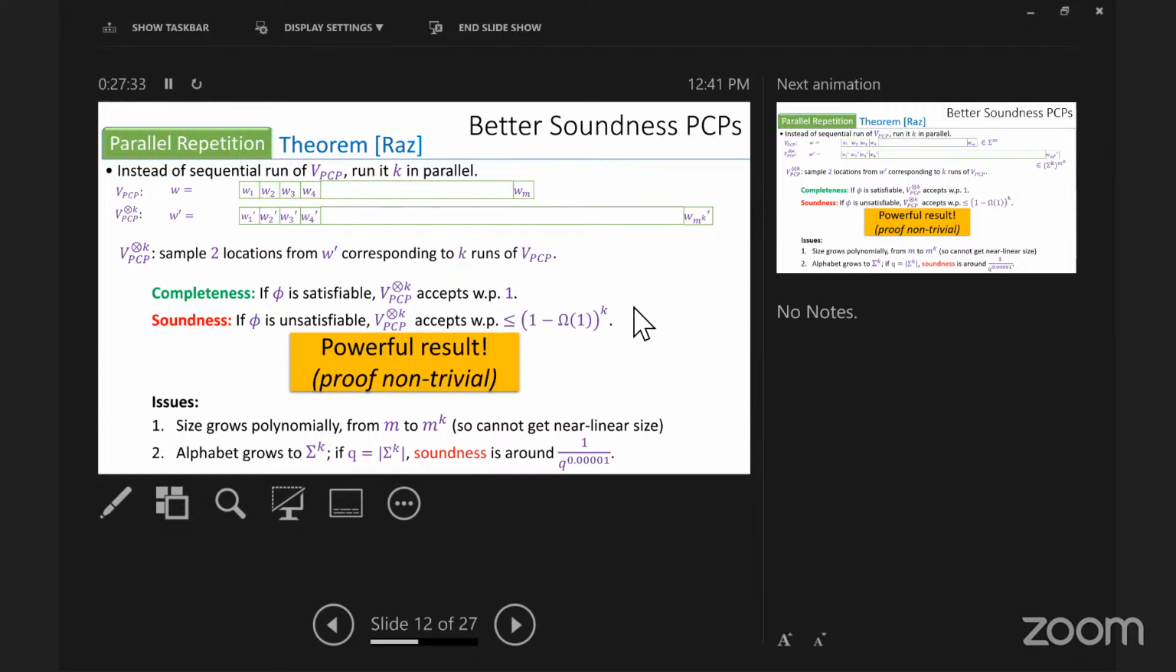And if you squint at this alphabet that you get versus the soundness, you'll realize that the soundness of the eventual PCP is something like 1 over alphabet size to some number strictly bigger than 1. But it's a number which is not really explicit. I just made it up. Okay. So can we fix these two issues about parallel repetition?